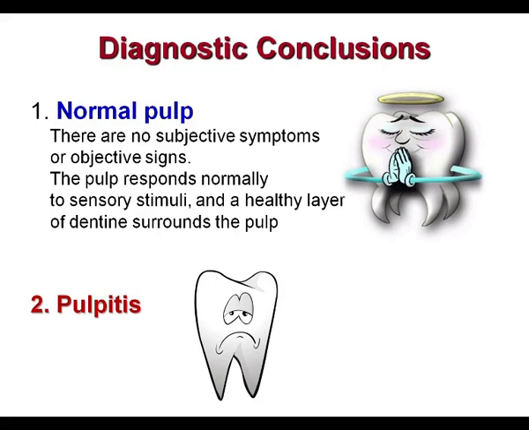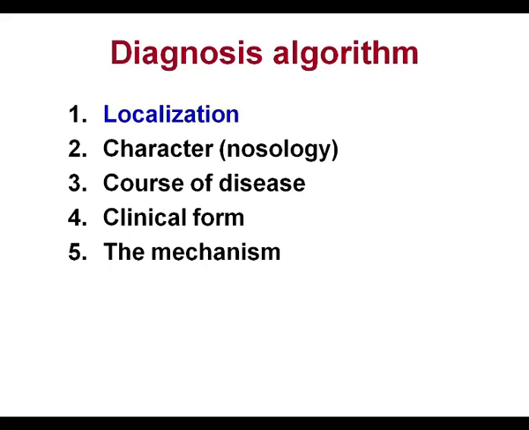And the opposite characteristic is pulpitis. There are some symptoms, objective signs, and a response from the pulp, so we have to provide treatment. The diagnostic algorithm consists of several steps.